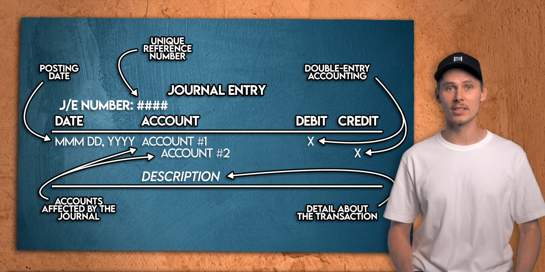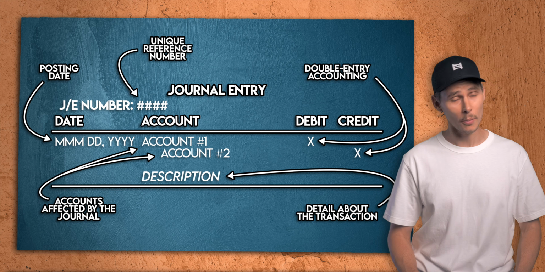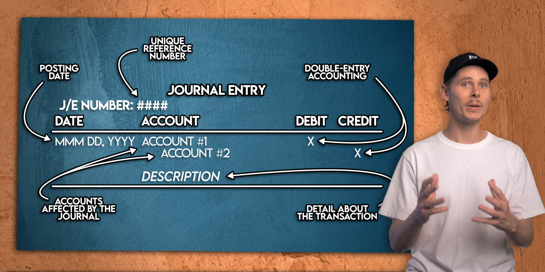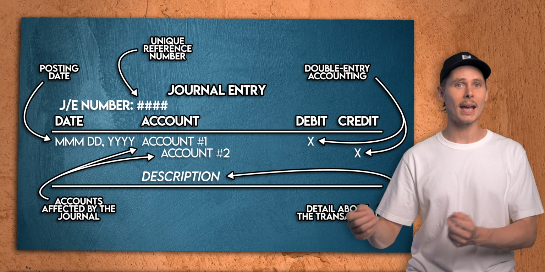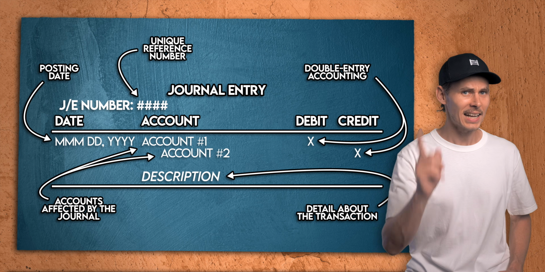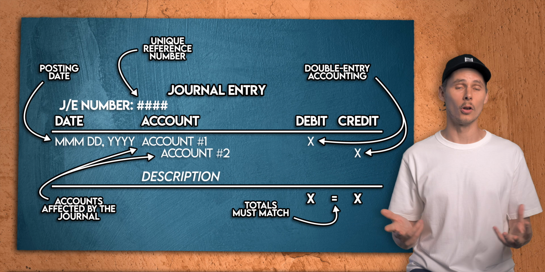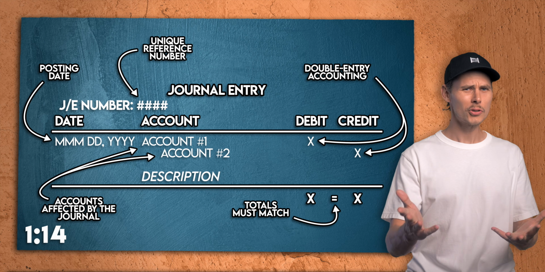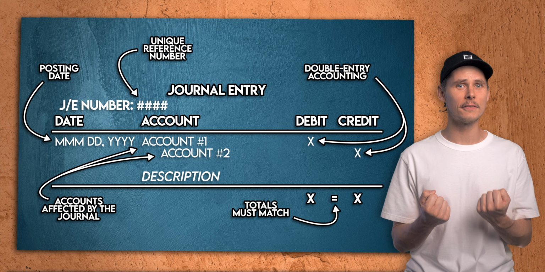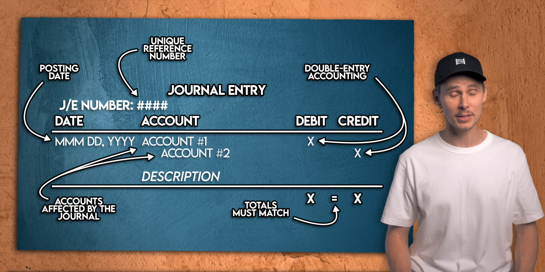debits and credits, split into 2 columns because in double entry accounting, there are 2 equal and opposite sides to every transaction. Debits go on the left and credits go on the right. As a sense check, the total of the debit column must always equal the total of the credit column. When we post a journal entry, we take all this information and record it in our accounting system.